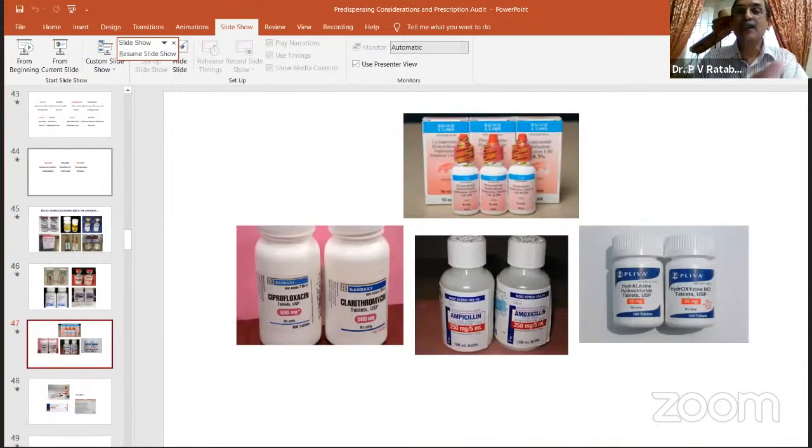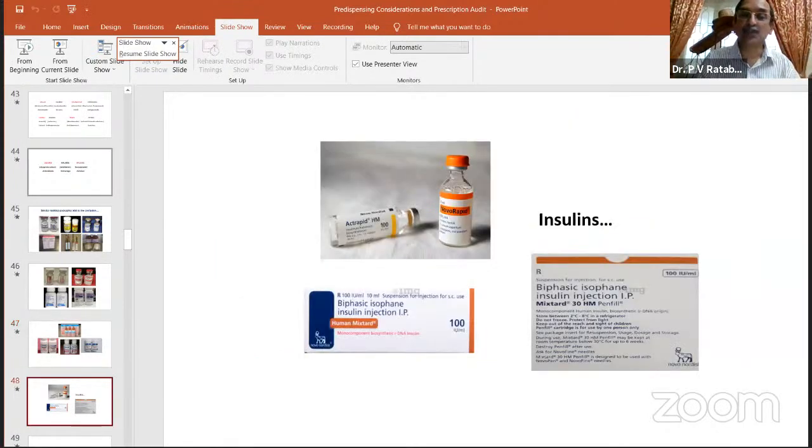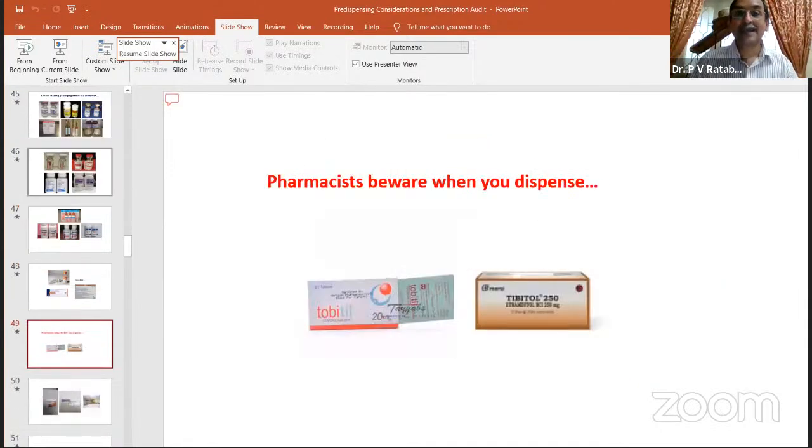Look at this: 3 eye drops from the same company, all 3 are different, but same packaging. If you do not read the name properly, all 3 are different. And insulins, names of insulins are so much similar: Actrapid HM, human Mixtard, Mixtard HM. So if you look at just HM, you may give Mixtard HM for Actrapid HM, and so on and so forth. And as I said, Tibitol, Tobitil.